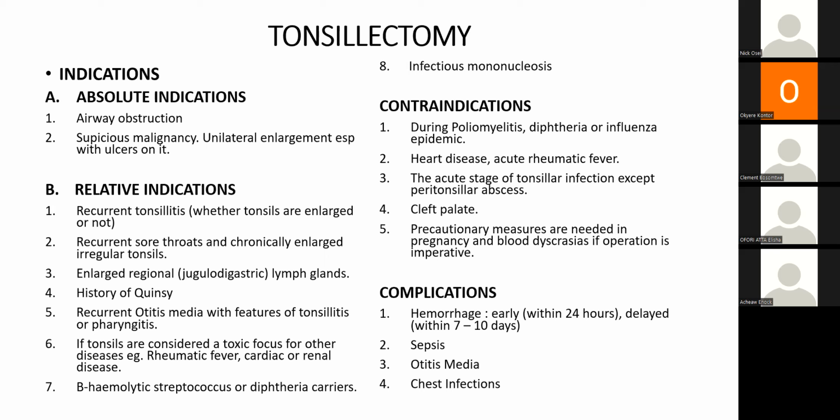Other relative indications are recurrent tonsillitis. Recurrent tonsillitis is a relative indication, where a tonsillectomy can or may be suggested. Recurrent sore throat and chronically enlarged irregular tonsils, enlarged regional, that's the jugulodigastric lymph glands. They are all part of the cervical lymph glands. And then history of quinsy, that's usually the second episode of peritonsillar abscess.